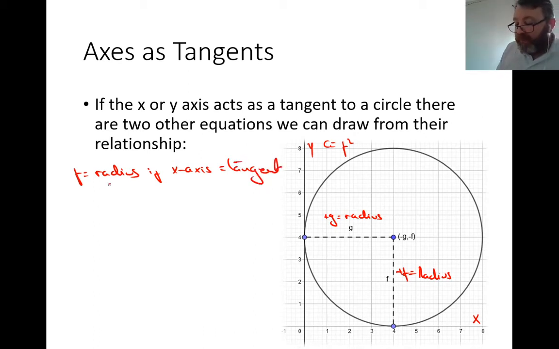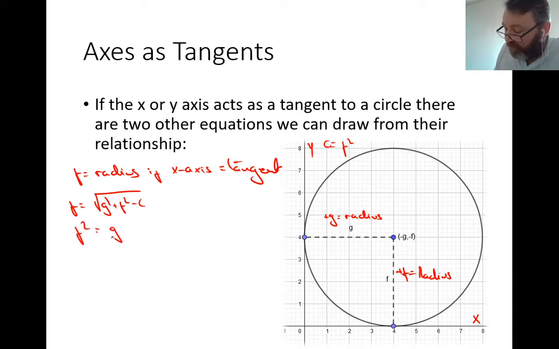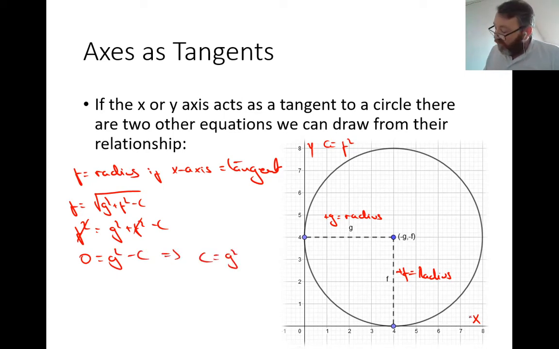Now replace the word radius with the appropriate formula. Because we know nothing about this circle, the appropriate formula is the square root of g squared plus f squared minus c. So f is equal to the square root of g squared plus f squared minus c. Square both sides: f squared equals g squared plus f squared minus c. Cancel the f squareds on both sides: 0 equals g squared minus c, which means c is equal to g squared. So if the x-axis is a tangent, then c is equal to g squared.